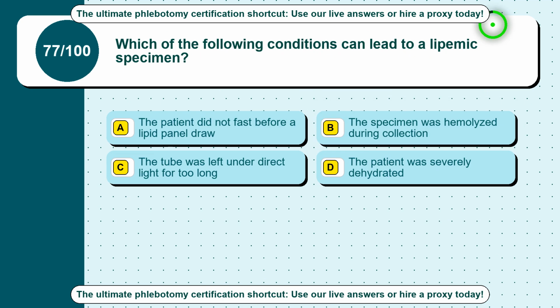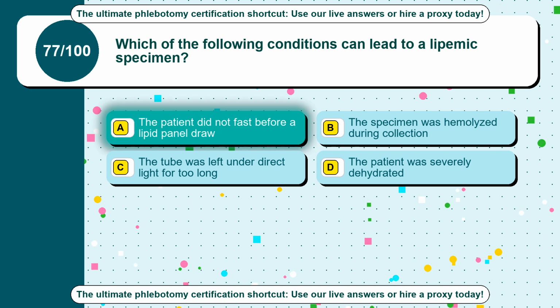Question 77. Which of the following conditions can lead to a lipemic specimen? Option A. The patient did not fast before a lipid panel draw. Option B. The specimen was hemolyzed during collection. Option C. The tube was left under direct light for too long. Option D. The patient was severely dehydrated. The correct answer is option A. The patient did not fast before a lipid panel draw.